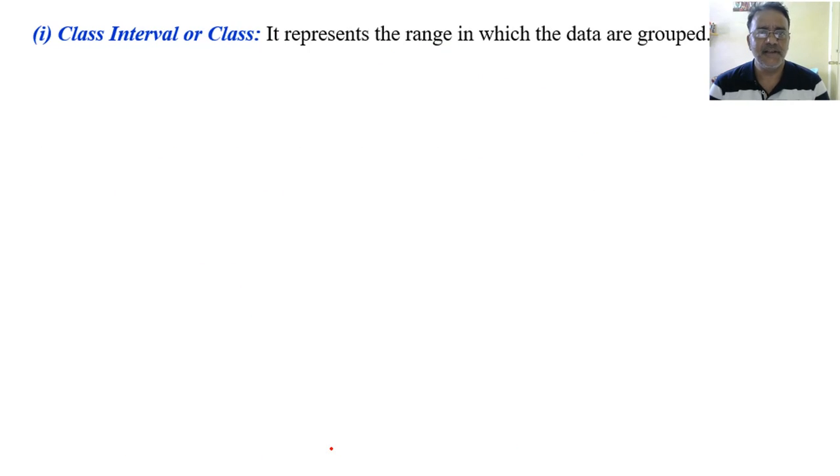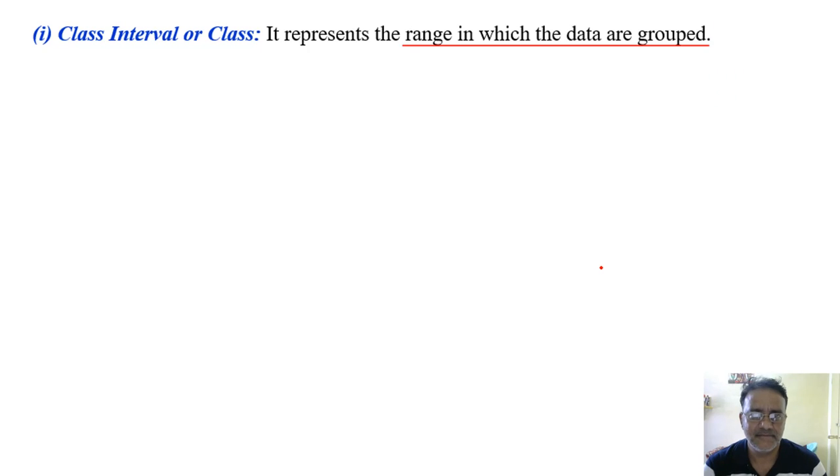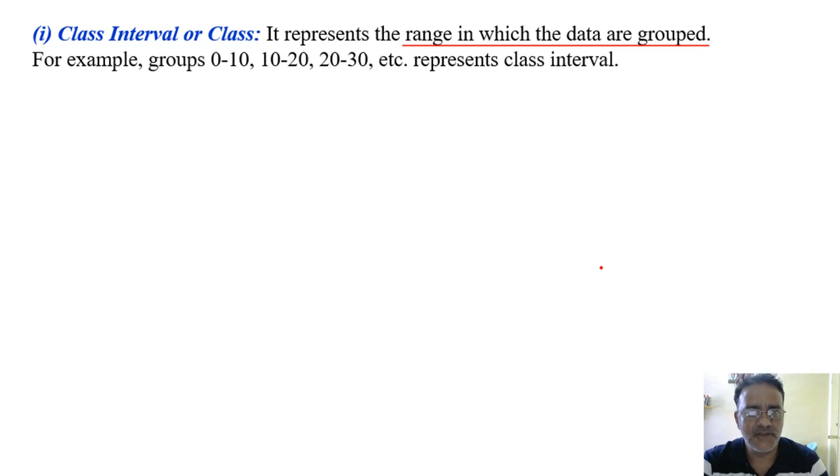Okay, we'll move towards some terms related to this one. Class interval or class: it represents the range in which the data are grouped. Range you have studied in class 7th. What is range? Highest value minus lowest value. Please keep it in your mind, because range is also asked in the questions. So next, look at class interval first.